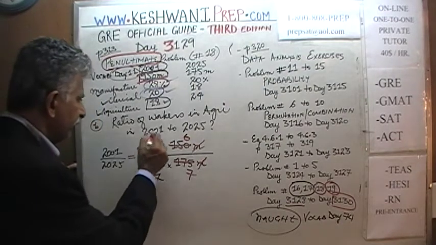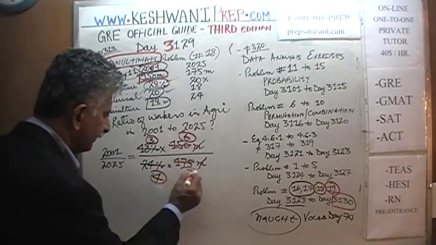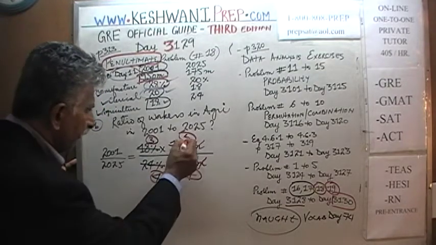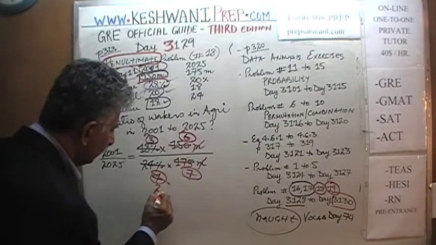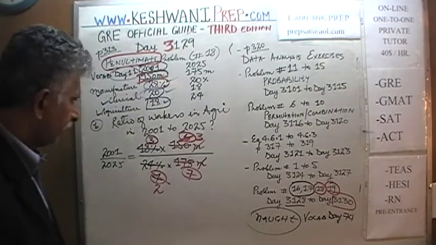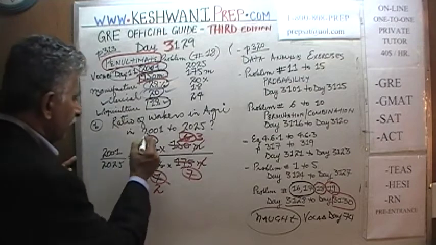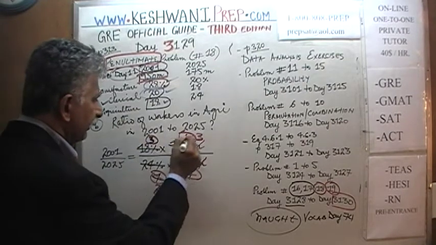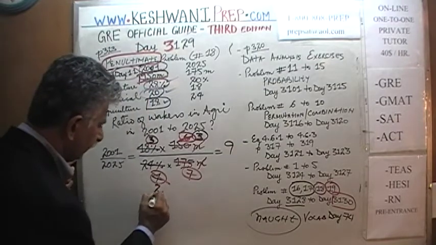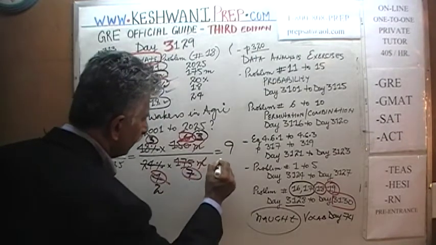So on the top we have a 3 and a 6, on the bottom we have a 4 and a 7. I see a 4 and I see a 6. Let's divide top and bottom by 2. If we divide top and bottom by 2, 4 will become 2 and 6 will become 3. There you go, we are done. So now we have here 3 times 3, which is 9, and here we have 2 times 7, which is 14.